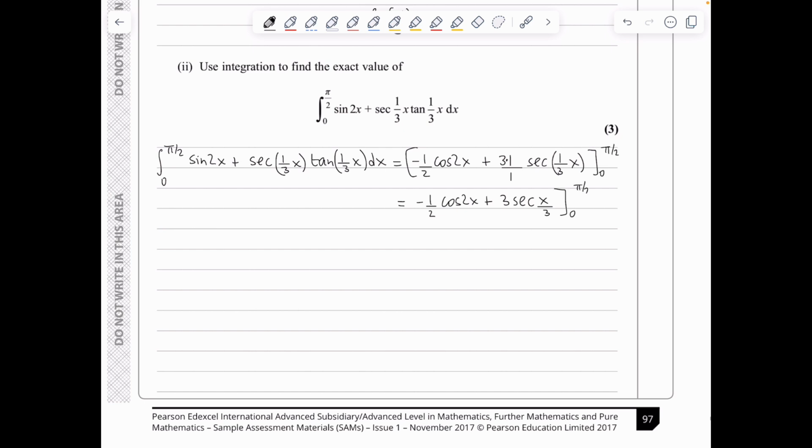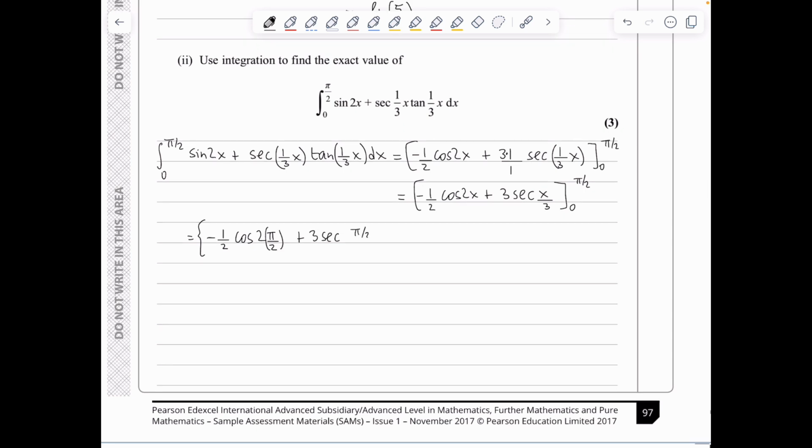from 0 up to pi over 2. I will start by substituting the upper limit of pi over 2, so I've got minus a half cos of 2 times pi over 2 plus 3 sec of pi over 2 divided by 3. So that's the upper limit substituted, minus a half cos of 0 plus 3 sec of 0. I have substituted the lower limit of 0.